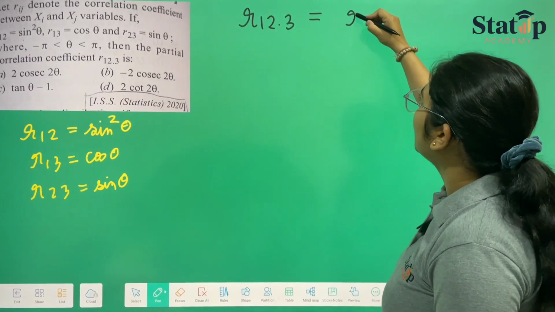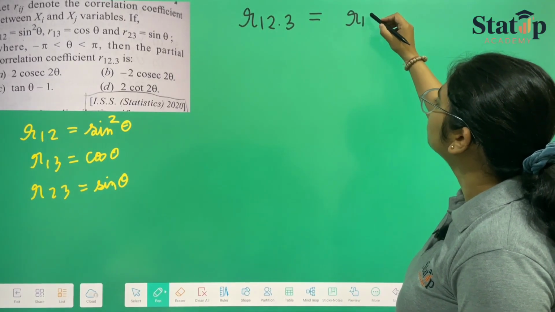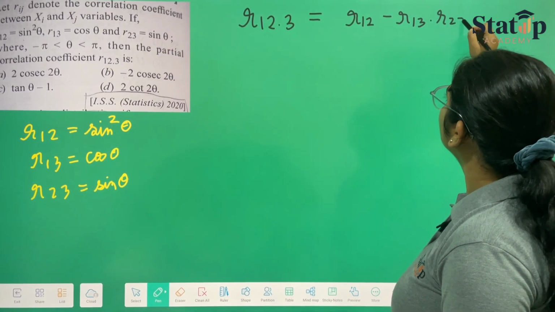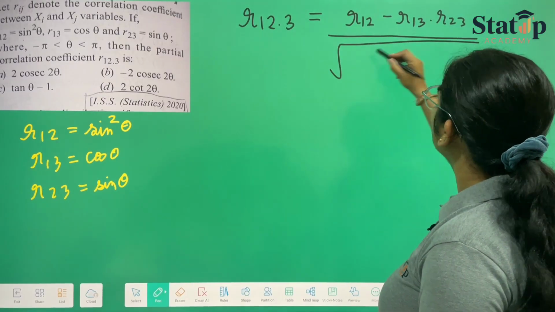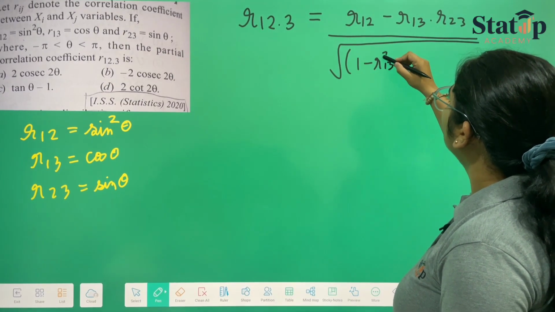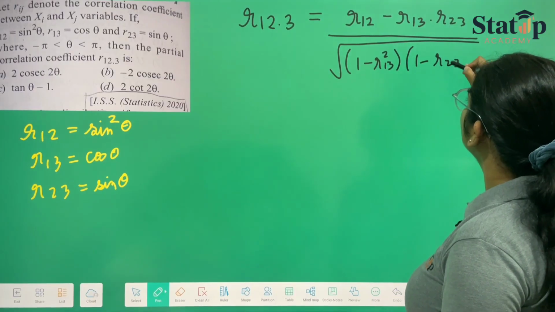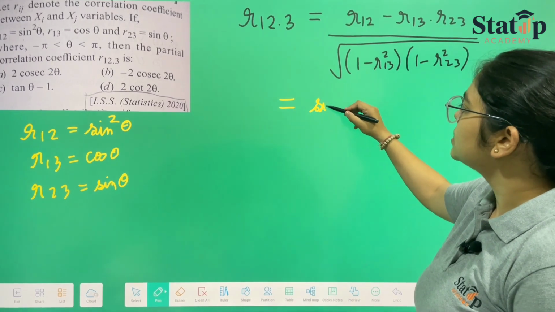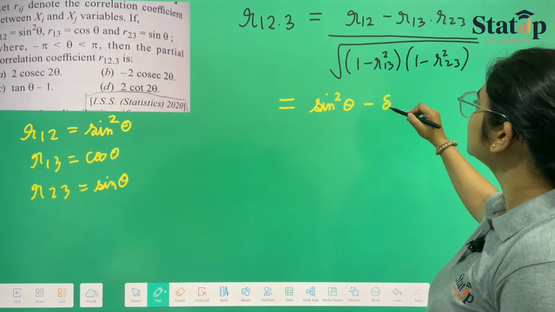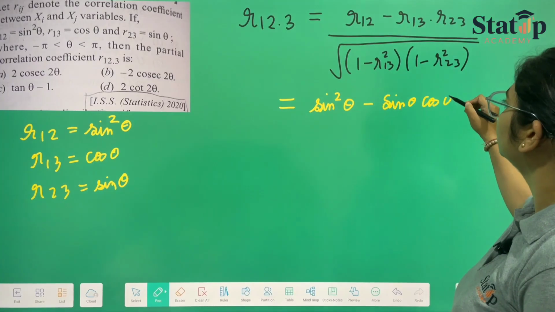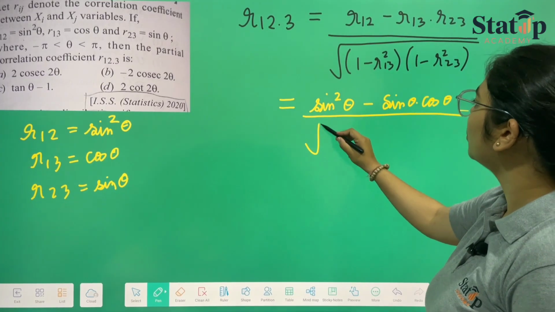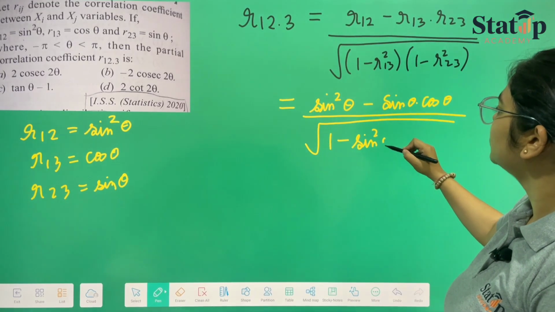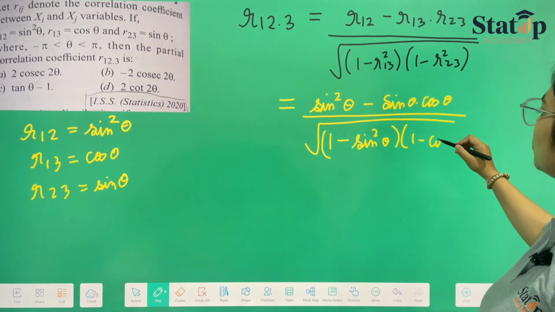Again, this has the formula R12 minus R13 into R23 upon under root of 1 minus R13 whole square, 1 minus R23 whole square. Right? Just putting the values here. R12 is sine square theta minus sine theta into cos theta. Right? Upon under root of 1 minus sine square theta into 1 minus cos square theta.